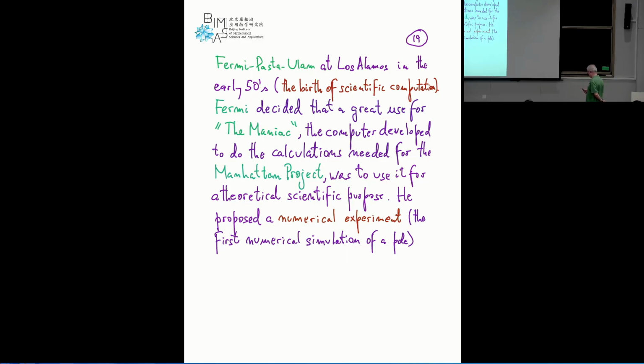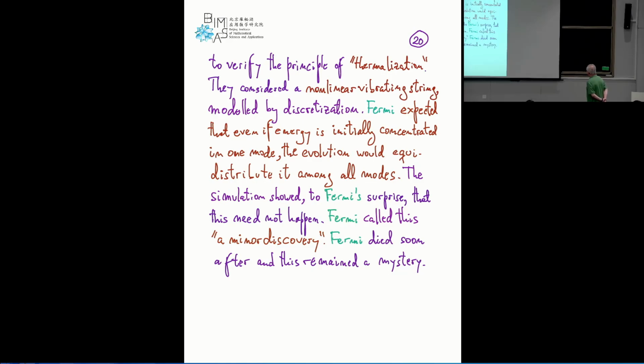And so what did they find? Fermi wanted to do an experiment to verify the principle of thermalization. I will explain what that principle is. They considered a nonlinear vibrating string modeled by discretization in a lattice, one-dimensional, okay? And Fermi expected that even if the energy is initially concentrated in one mode, it would be equidistributed on all modes. And that's what was called thermalization. And that's what Fermi expected.